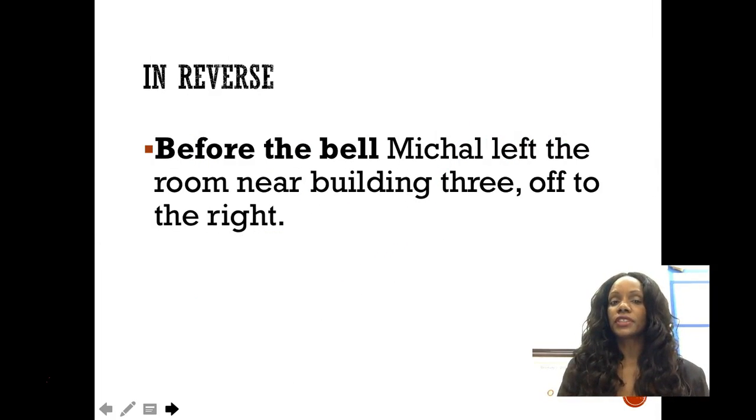Here it is in reverse. Before the bell. There's only 3 words here, so I'm not placing a comma. Michael left the room near building 3, off to the right. Michael left the room, remember, that's our bar. That's the strongest part of our sentence. This is where we're going to start. Michael left the room. We know who it is and what he did.